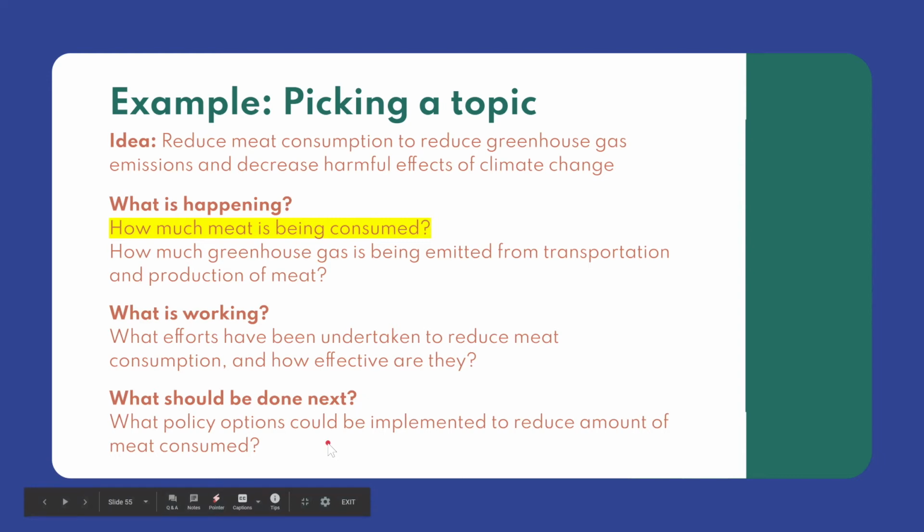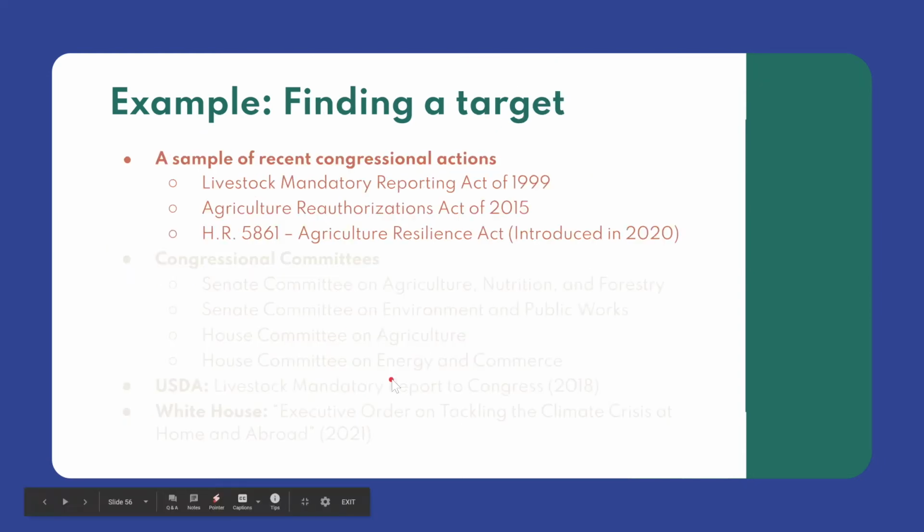Now, on that topic of reducing meat consumption, I'll give you an example of how we can find targets. When you find a target, it might be helpful to look at some recent congressional actions. This is at the federal level. There are a few acts that were researched briefly. Some of them have already been passed, like the Livestock Mandatory Reporting Act of 1999. There are also some acts that have been introduced on the floor but haven't moved far in the process. The resources to find all of this information will be shared later in this presentation, so I wouldn't worry too much about all this information. I'm just here to walk you through the process.